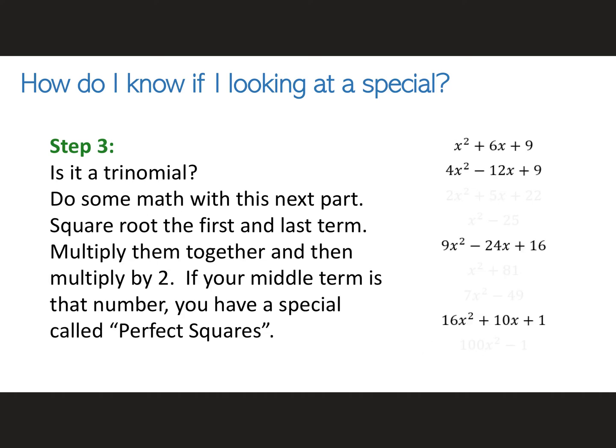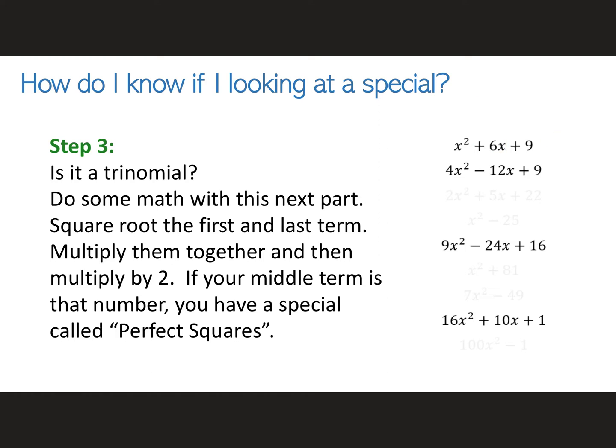The next type of special is a trinomial. So are these trinomials? Yep, I got rid of everything else. So you're going to have to do some math with this next part. Square root the first and the last term. Multiply them together and then multiply by 2. If the middle term is that number, you have a special called perfect squares. So let's go ahead and do some math here. What's the square root of x squared? X. What's the square root of 9? 3. And then multiply that together. 3 times x is 3x, times 2 is 6x. And that one works.